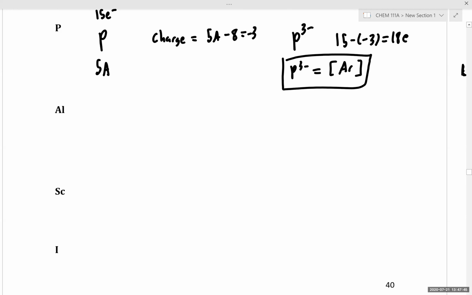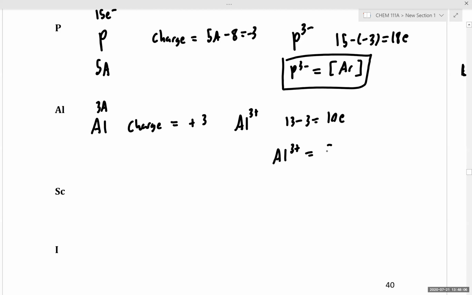Okay, so the responses I see in the chat look great so far. So let's take a look. Aluminum is a 3A element, so the charge predicted would be +3. Aluminum 3+ has 13 minus 3, or 10 electrons. So aluminum 3+ has a configuration matching that of neon.